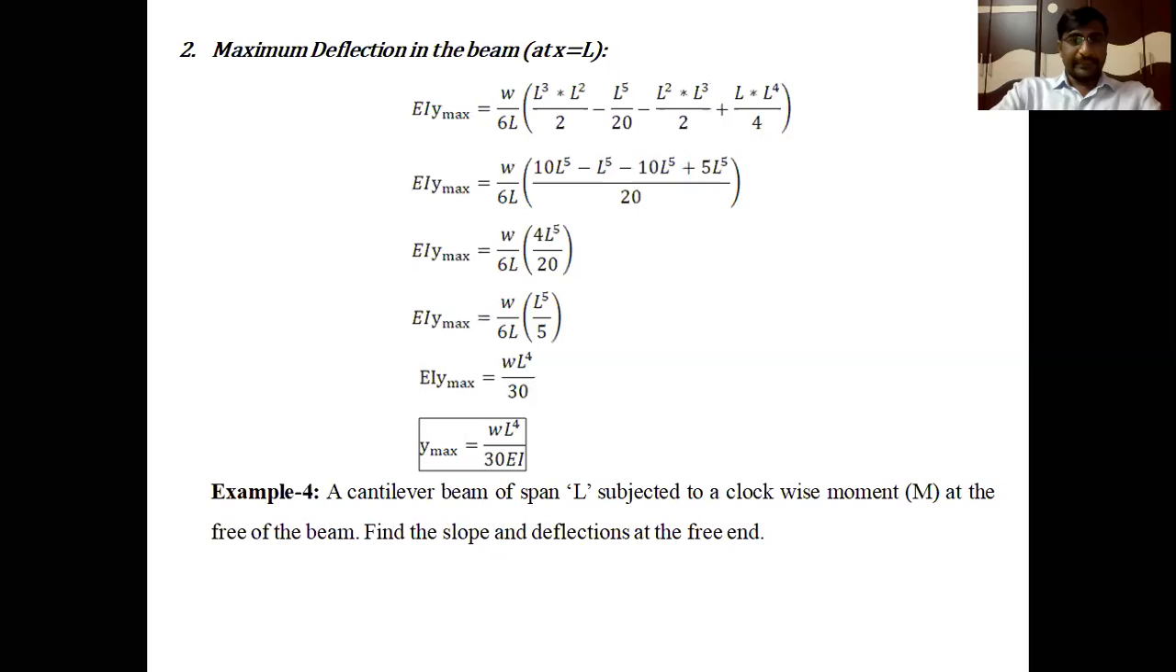Then let us go for the second example, that is example 4 in this class. This is another case, where a moment is acting on the beam. A cantilever beam of span L subjected to a clockwise moment M. Clear, students?